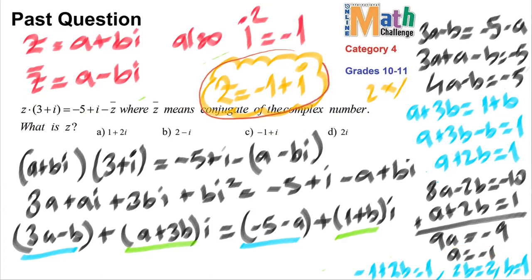So our complex number will be A plus BI. So negative 1 plus 1I. So the answer will be which one? Yes, C.